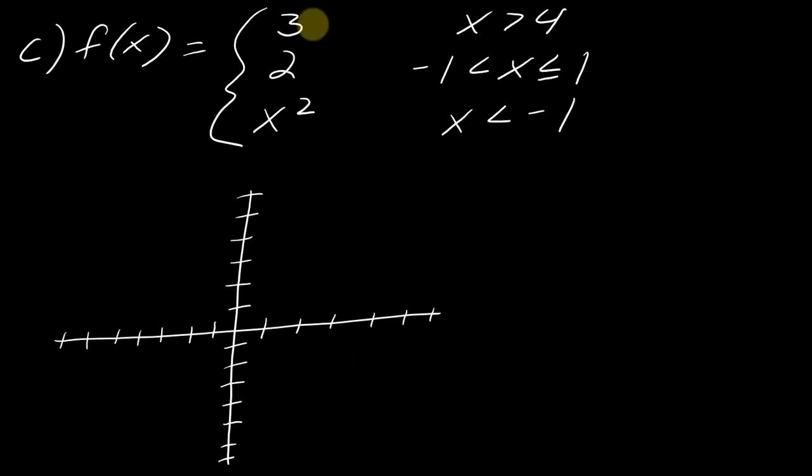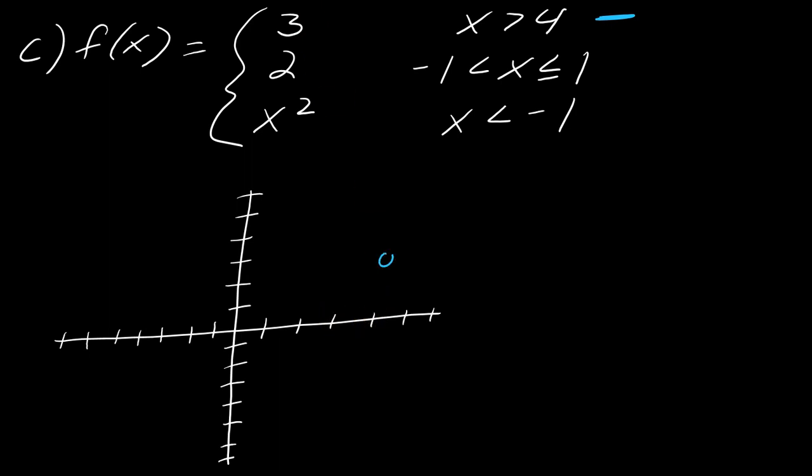So let's start with kind of the simplest one first. So maybe you want to pause the video and try this yourself. So just graph the first one and then hit play when you're ready. So I'm going to start here. So I'm going to come over here to, let's see, 1, 2, 3, 4, and then I'll go up to 3. So let's see, 1, 2, 3.